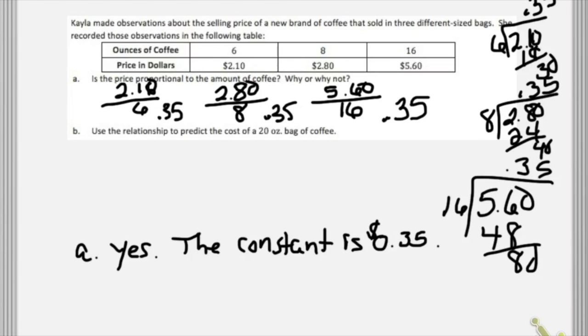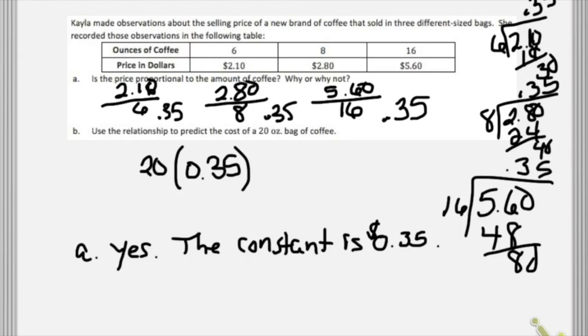Use that relationship to predict the cost of a 20-ounce bag of coffee. Well, if the constant is 35 cents, what does that really mean? That means the price is 35 cents per ounce. So if it's 35 cents per ounce and you want to buy a 20-ounce bag of coffee, then you've got to buy 20 ounces times 35 cents per ounce.